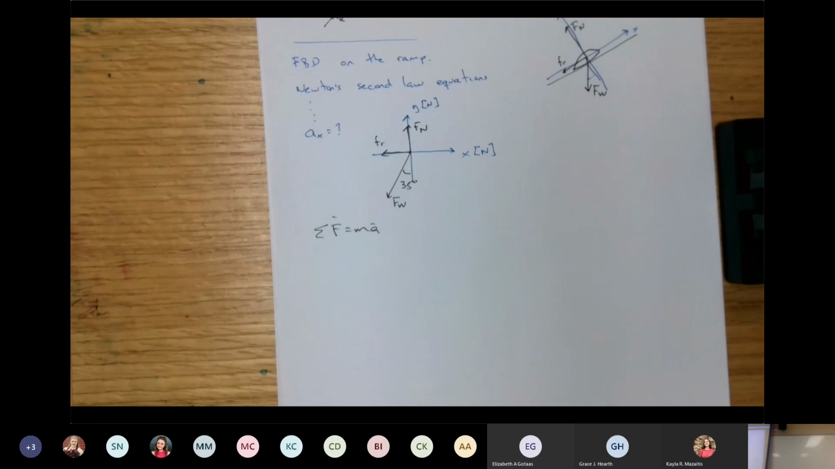So in y, did you have an acceleration in y? I don't know, because it's moving this way. But now you changed your x-axis, right? So it's not moving in y. So it has to be equal to 0.